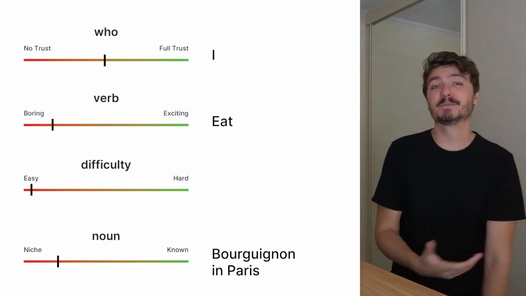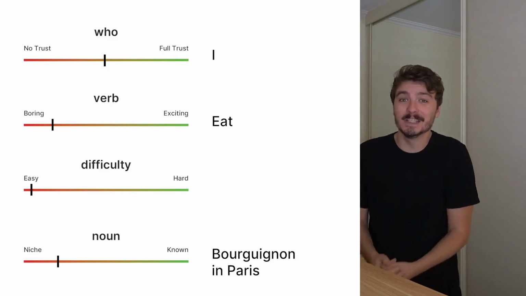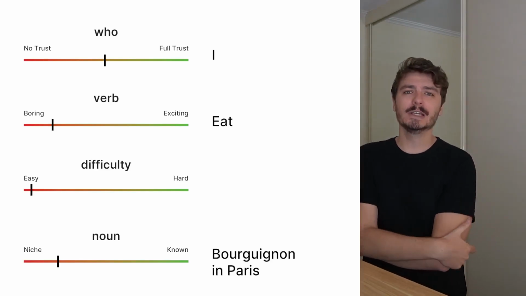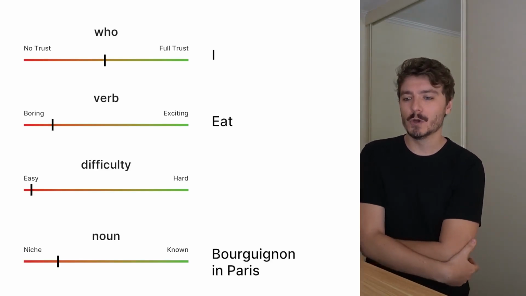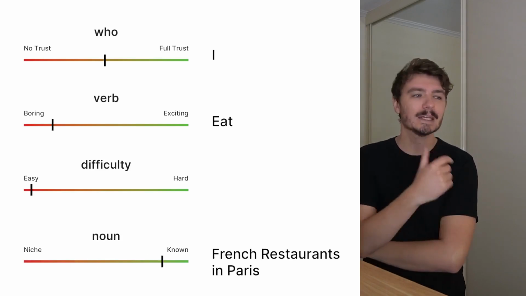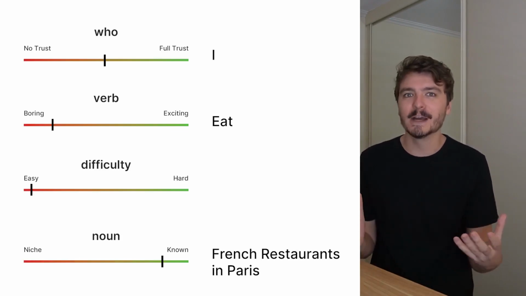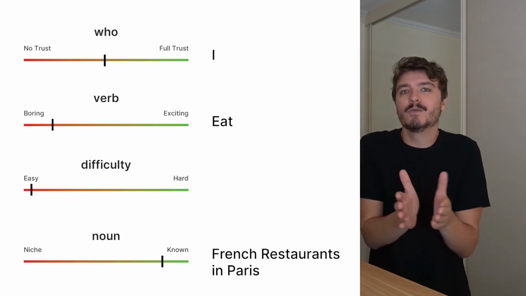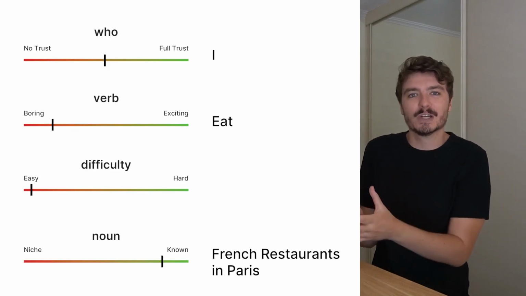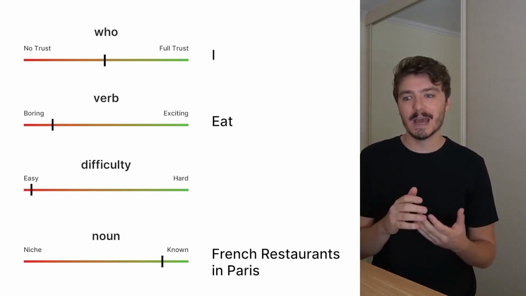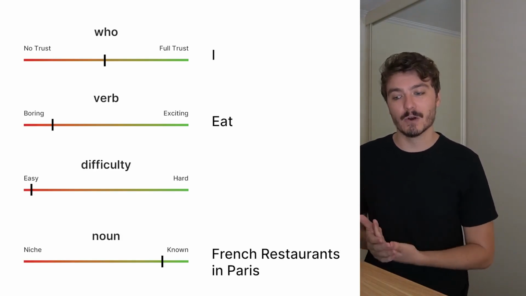All right, let's look at the noun. So the noun here is bourguignon. I feel like bourguignon is pretty niche. If you don't know what a bourguignon is, that proves my point. So bourguignon is very niche. Let's just make it more known. French restaurants. That's way more known. It's the same premise. You're going to a restaurant, and instead of specifying that you're eating bourguignon, let's go very known with it. It's French restaurants. Anyone can understand that. So now it's I eat at French restaurants in Paris.